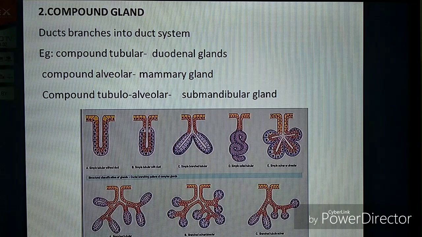Let us see what the examples are. The compound tubular glands are the duodenal glands. Compound alveolar glands, the mammary glands. And the compound tubulo-alveolar gland, the mixed salivary gland, that is our submandibular salivary glands. So these are the examples to remember for this category of duct.